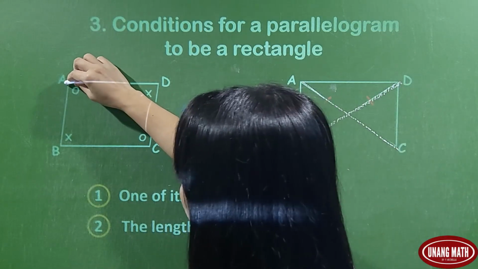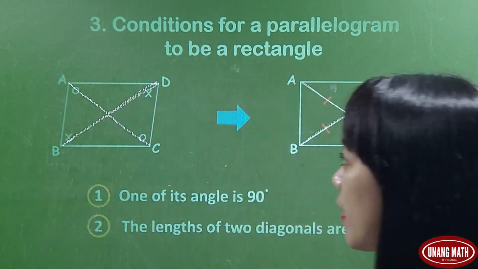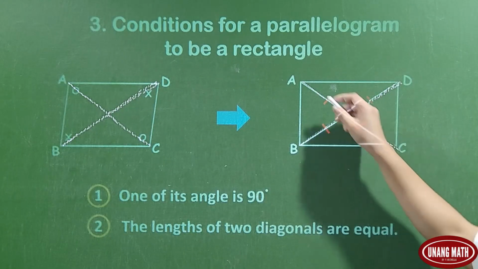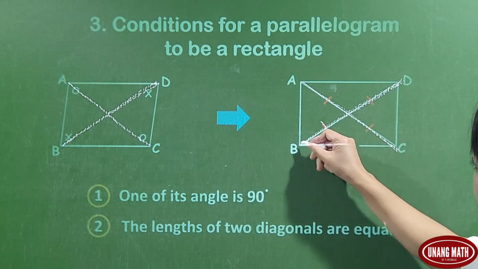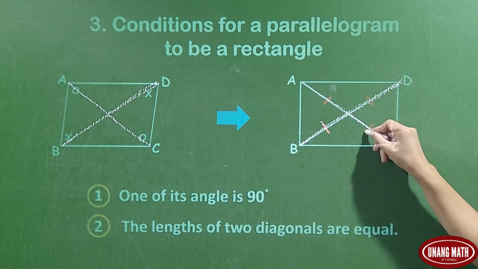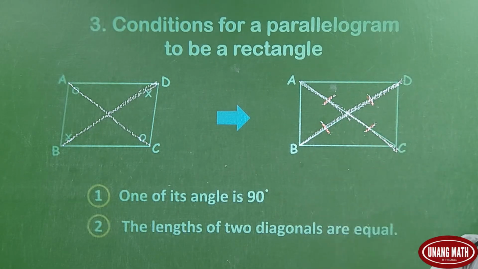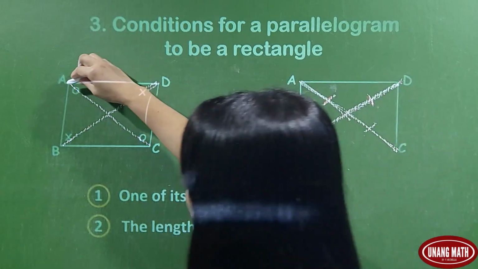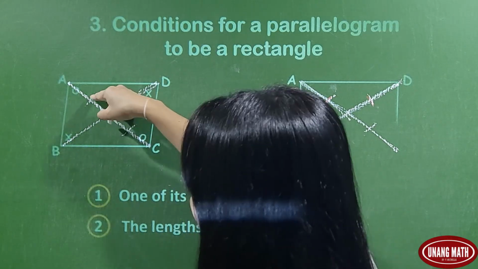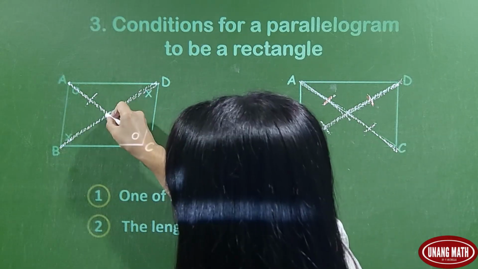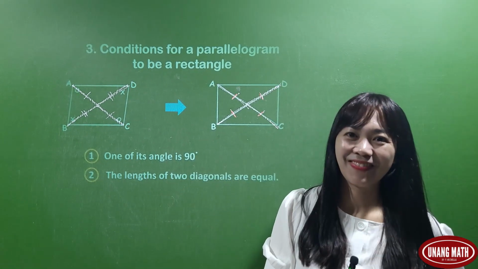If it's a parallelogram, this diagonal is not equal to this diagonal. But for a rectangle, these two diagonals are equal in measure. That's why from here to here, this point, this length, they are of equal length. But here, from here to this point, and this point to this point, equal in measure. This one is equal to this one.